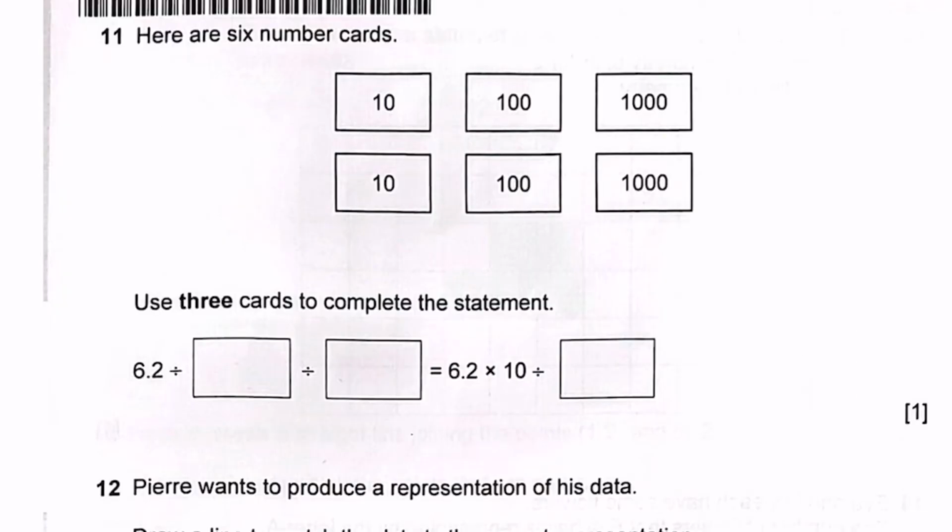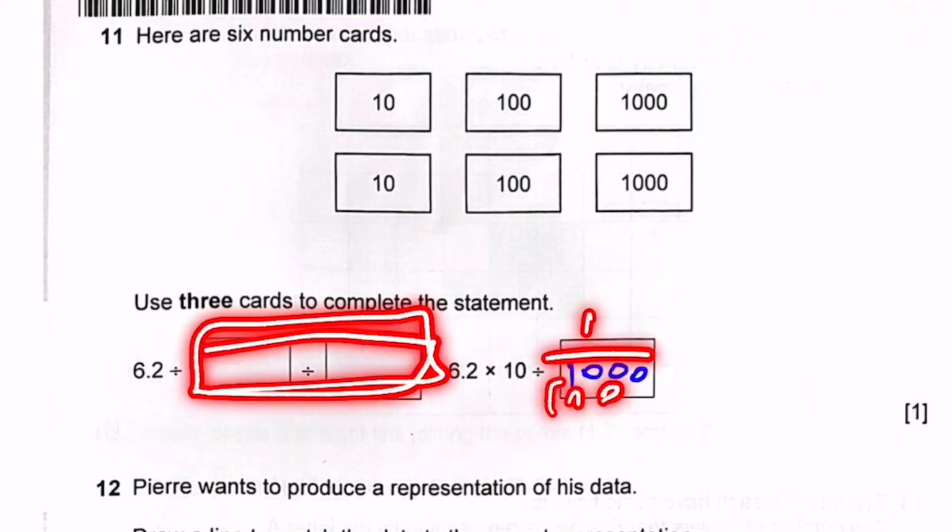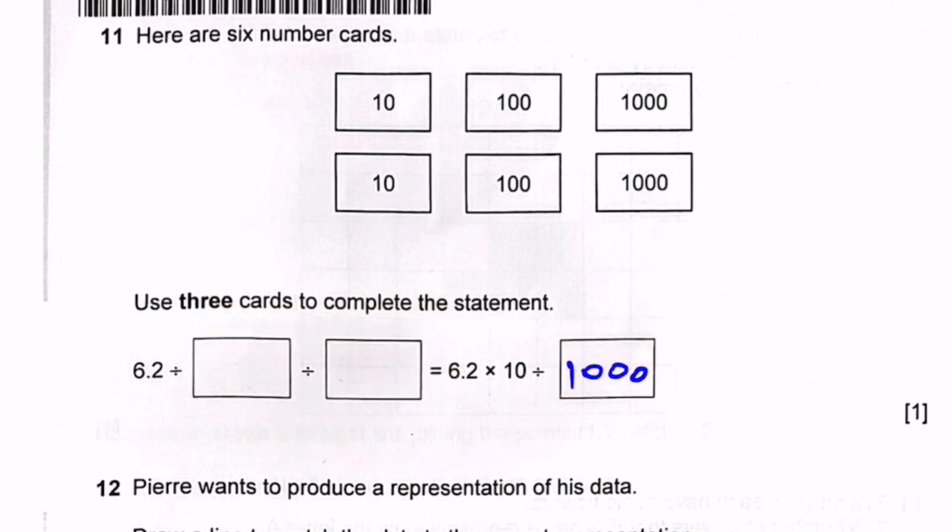Here's 6 number cards. Use 3 cards to complete the statement. 6.2 divided by dash is equal to 6.2 into 10 divided by dash. So since we're multiplying by 10 here, we need to divide by a high amount. Let's take 1000. So let's just take, for example, this is 1000. So that means if we cancel out the 6.2's, 10 divided by 1000, which is 1 by 100, that will be the value of this fully here, right?